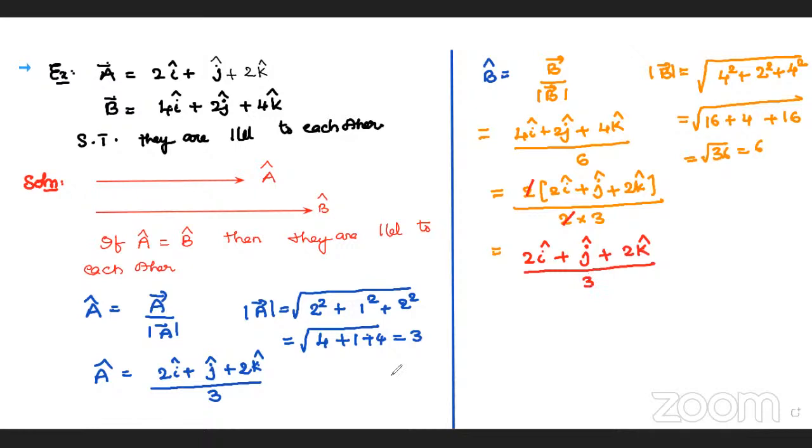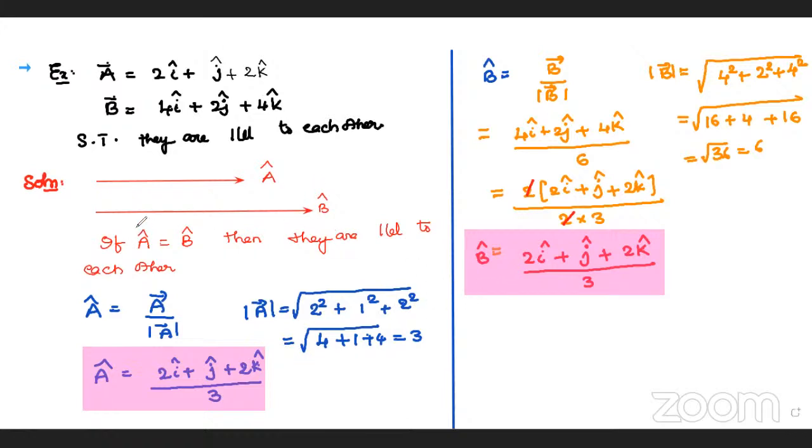Once you check now, what is the a cap you got and finally what is the b cap you got there. Okay, I am just trying to highlight it to recognize. Once you check, this is a cap and this is b cap. Check that, both are one and the same. 2i cap plus j cap plus 2k cap upon 3, and this is 2i cap plus j cap plus 2k cap upon 3. You are getting the same. That's why here a cap and b cap both are the same.